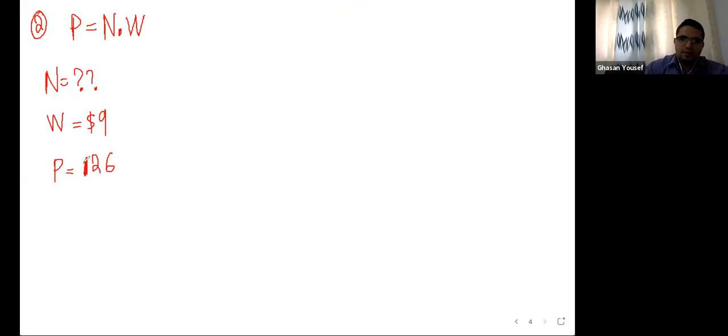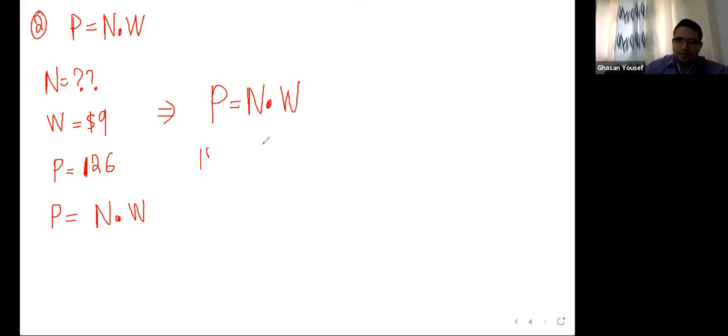So again, I plug it inside this formula to get the value for N, how many hours he has to work. So P equals N times W. I'm going to do it here. P equals N times W. So P is 126 equals N, which is unknown, we don't have it, times W, which is $9. So here is 9.